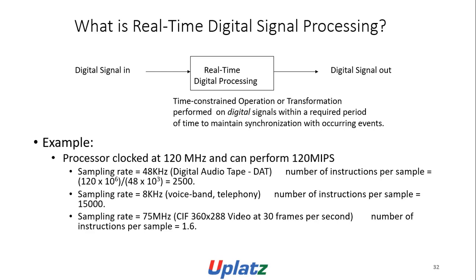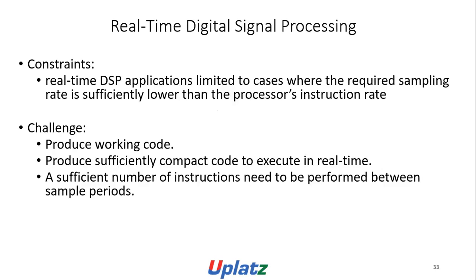Sampling rate at 75 MHz, CIF 360×288 video at 30 frames per second, number of instructions per sample 1.6. Real-time digital signal processing constraints. Real-time DSP applications are limited to cases where the required sampling rate is sufficiently lower than the processor instruction rate. Challenges: produce working code, produce sufficiently compact code to execute in real time, and a sufficient number of instructions needed to be performed within sample periods.